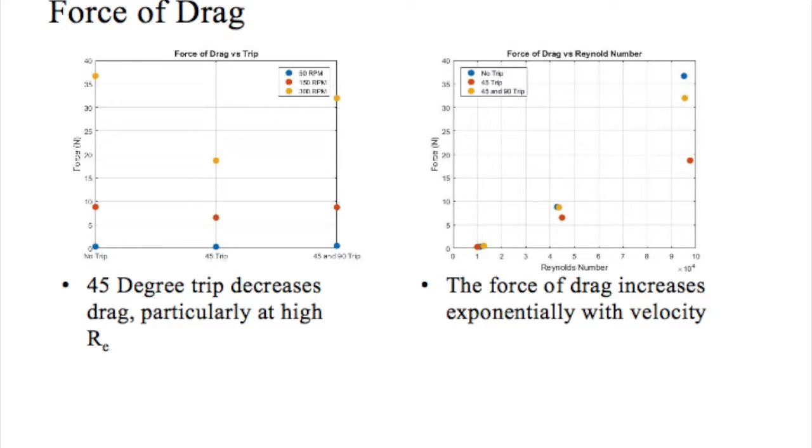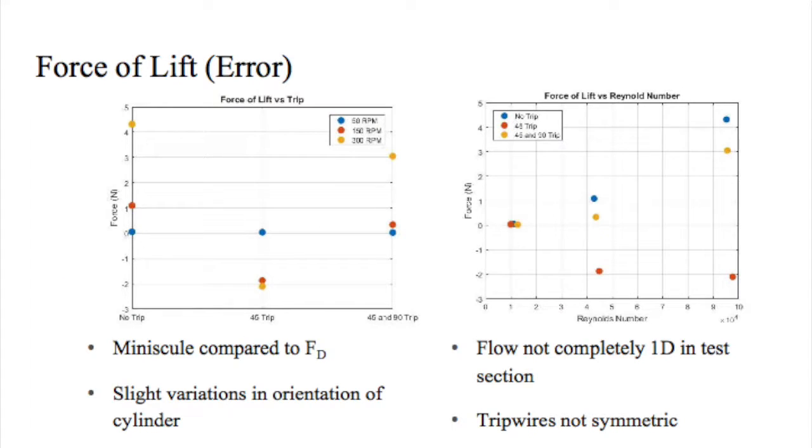Again, there is no benefit of adding another tripwire at 90 degrees compared to just 45. The right graph shows the exponential increase of the force of drag with Reynolds number. The 45-degree trip, the red dots, show that this is exponential and the increase is significantly reduced when this trip is added. The force of lift is essentially drag force normal to the flow.